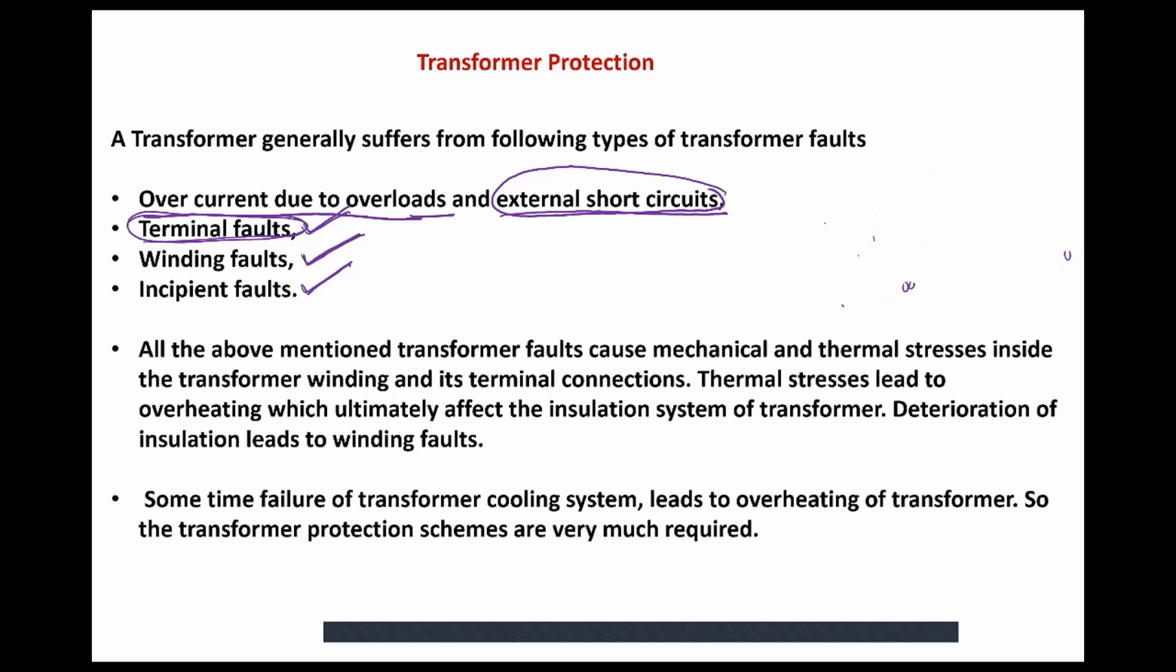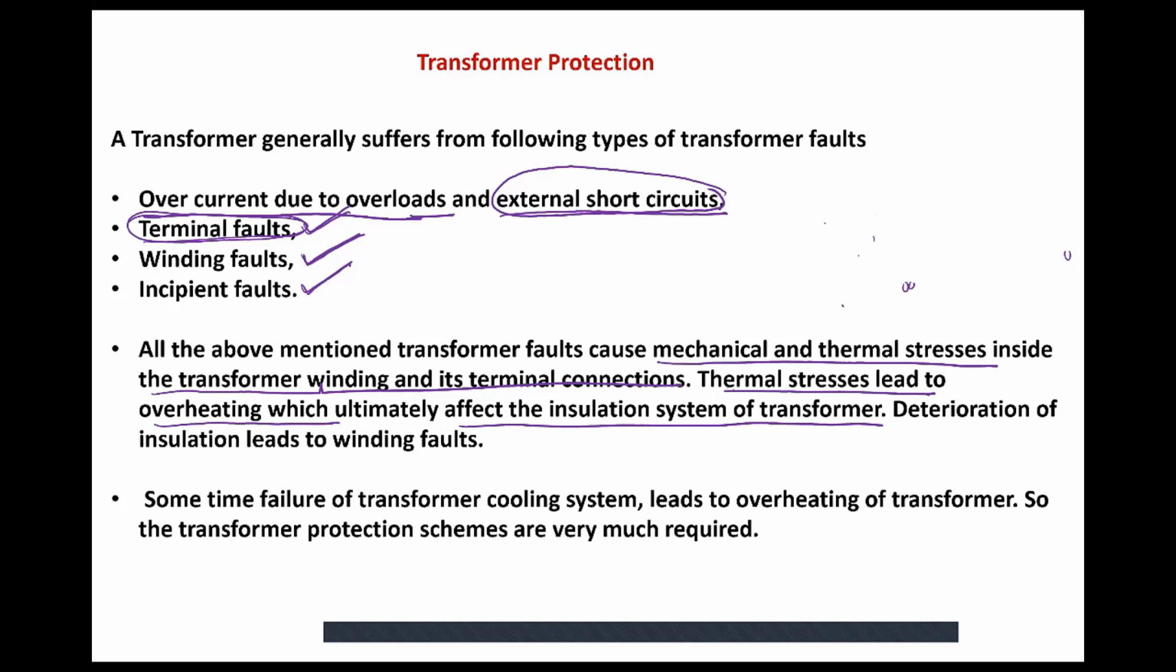So there can be terminal faults, winding faults, incipient faults, or external short circuit faults or overload faults. All these are the 5 types of faults that can occur in the transformer. All the above mentioned transformer faults cause mechanical and thermal stresses inside the transformer winding and terminal connections. Thermal stresses lead to overheating, which ultimately affects the insulation of the transformer.